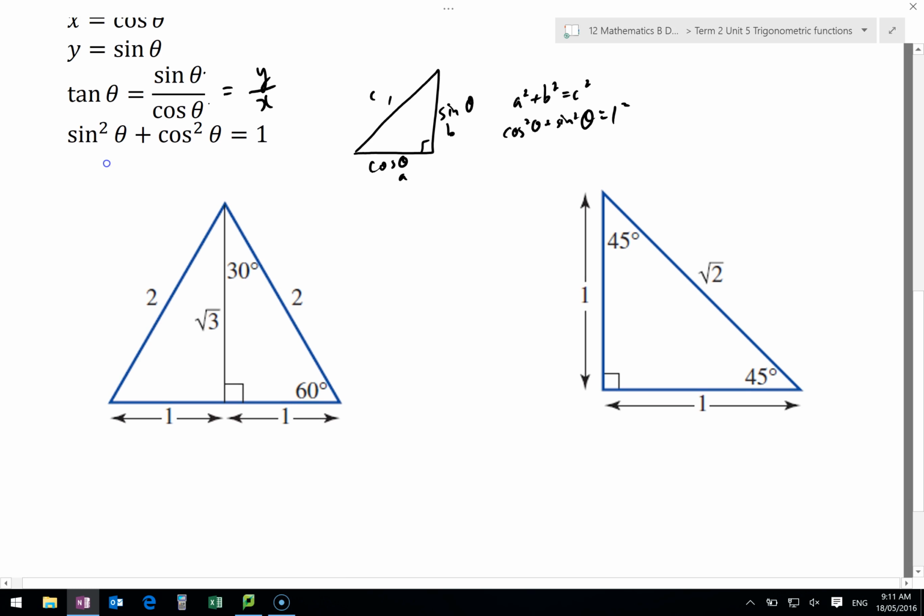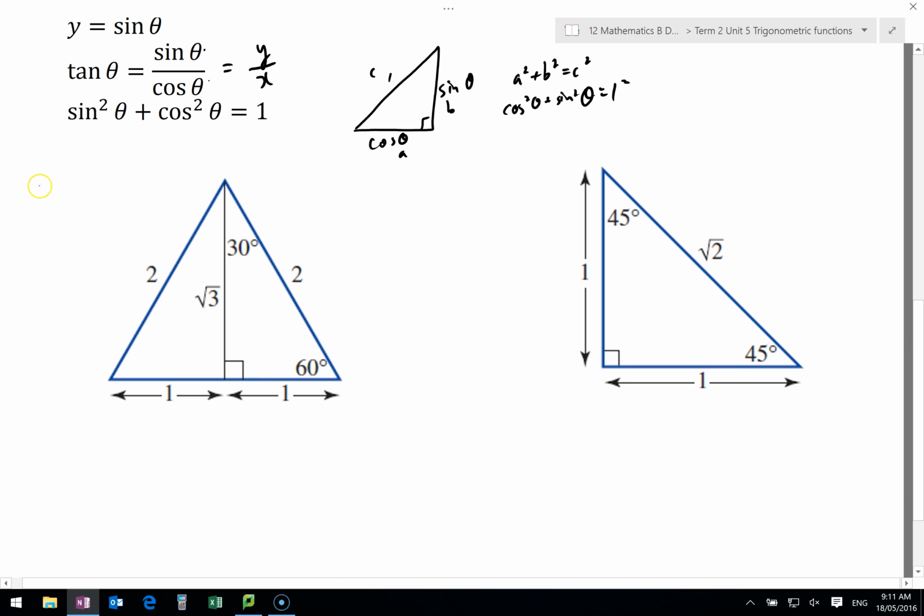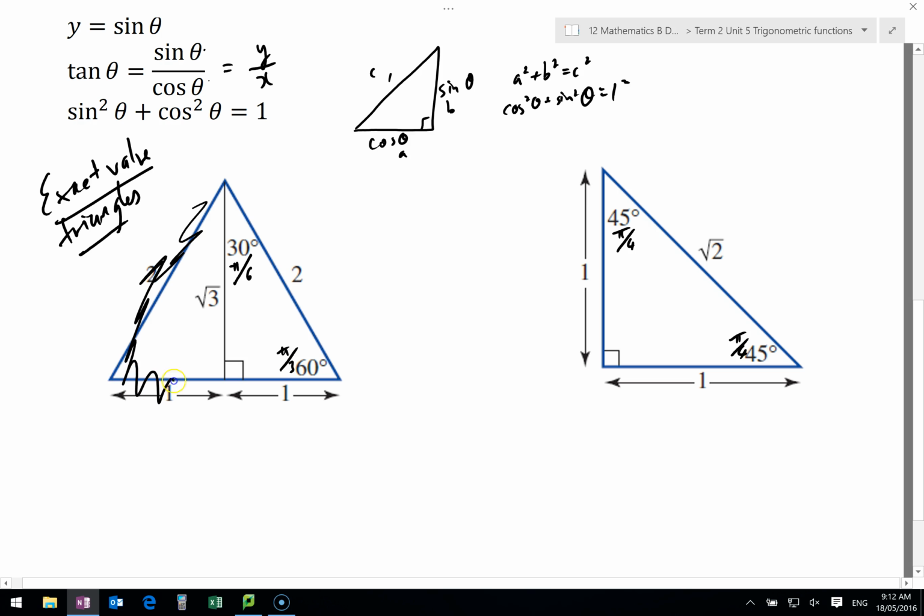And when we're trying to find these, these are exact value triangles. When we're finding sine or cosine of an angle that's not a multiple of pi on 2 radians, we'll use these exact value triangles. If you want to remember it in degrees and convert it, that's fine. Otherwise you can just remember it with the radians there already. 30 degrees is pi on 6, 60 is pi on 3. You don't need to remember this part of it, just those two right angle triangles.